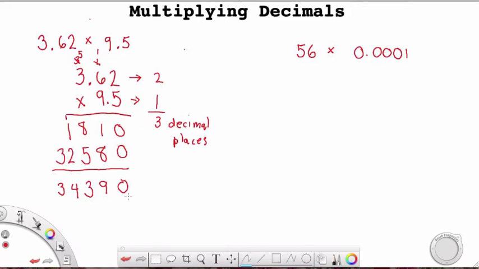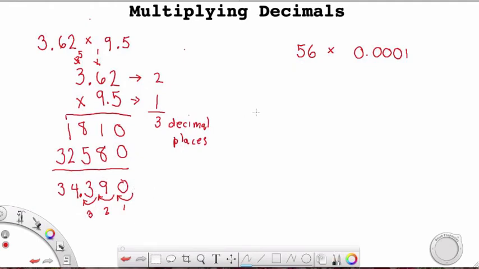So what do I do? I go down here, guess what? Guess how many decimal places I need in my final answer? I need 3. So I'm going to count 1, 2, 3 decimal places over, and that is where I'm going to put my decimal point. My answer is 34 and 39 hundredths, or 390 thousandths. And there's my final answer. That's how we handle it.